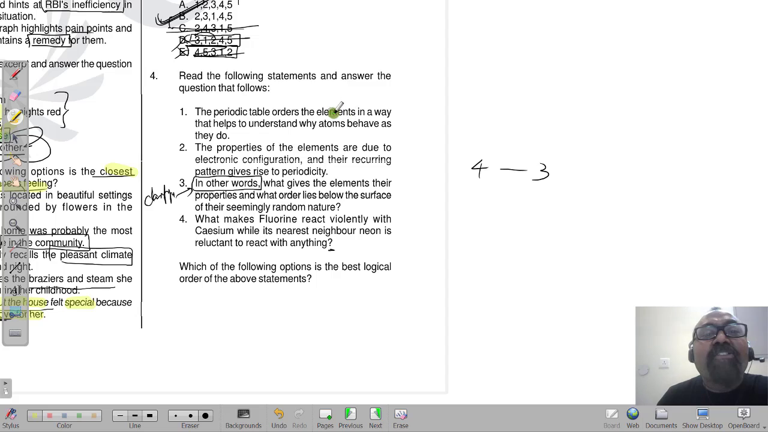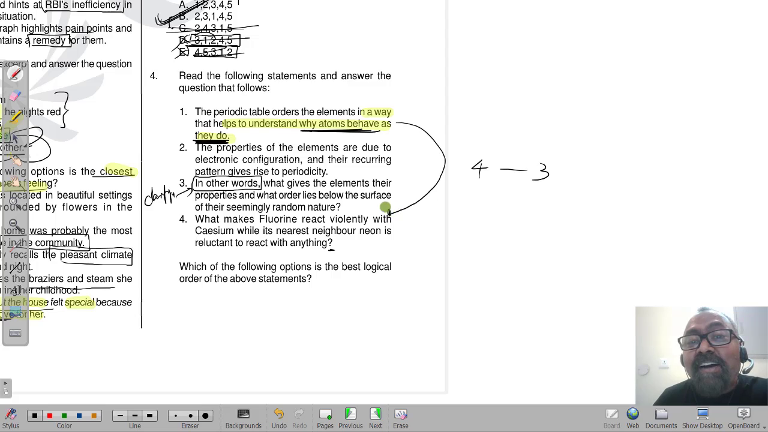Number 1 says the periodic table arranges elements in a way that helps us understand why atoms behave as they do. Why do atoms behave as they do? And this is actually a connection there. Now, what makes fluorine react violently with cesium? It's a specific question that is being raised, so as a clarification of the assertion being made in number 1.